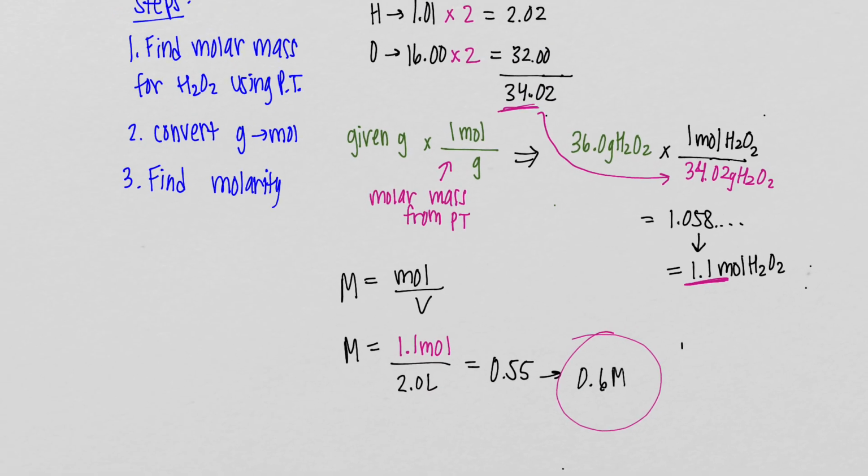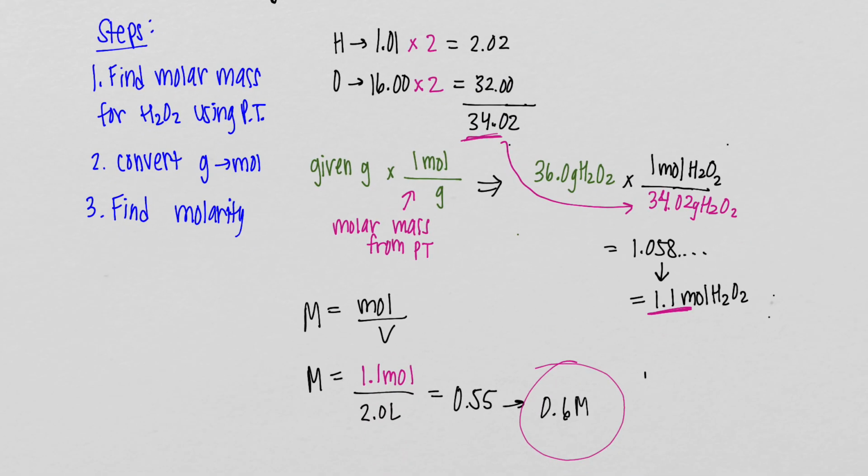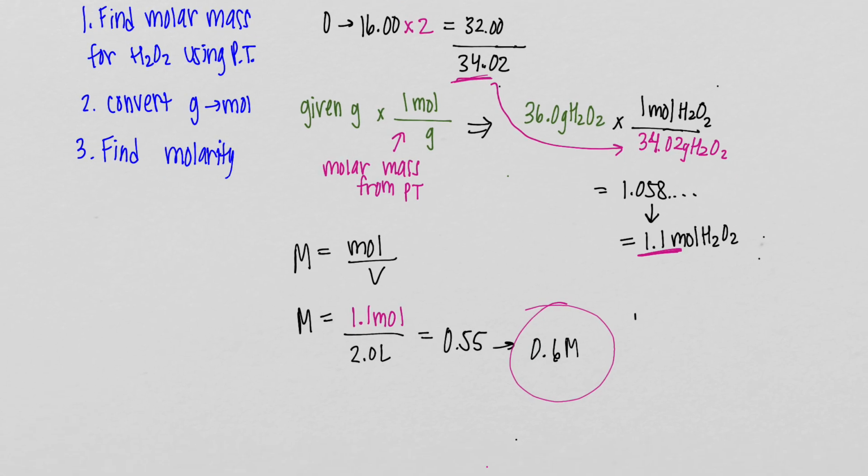So when you're doing these, remember, you're just going to do simple one-step conversions here. You're given grams, and then your molar mass from the periodic table. That's probably the most work you have to do. Okay, if you have any questions, please let me know.